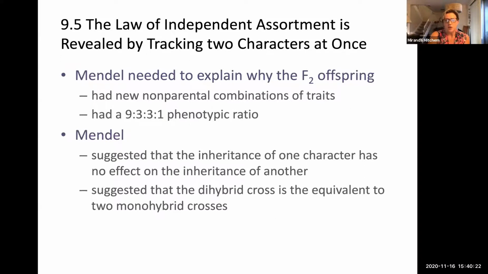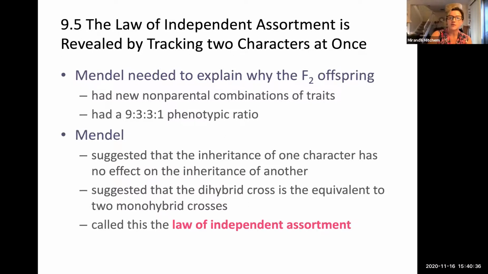And in doing so, why don't you try to do it? Try to separate out a dihybrid cross into the individual monohybrid crosses. There would be 2 of them for a dihybrid cross. Okay, so this is the law of independent assortment.